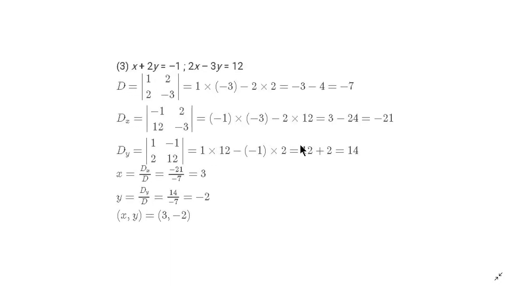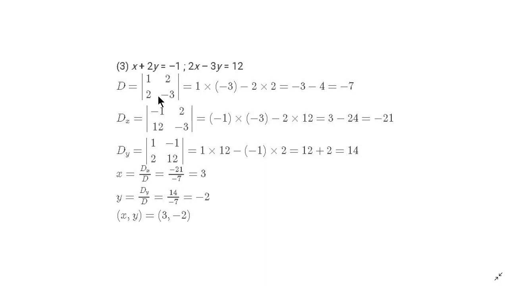Okay, equation number 3. I think these are in the standard format. Just check the equations are in a standard format. How to check? The variable x should come first, then y, and then the equal to sign, and then the constant. They are in a standard format. Then go for D, Dx, Dy.